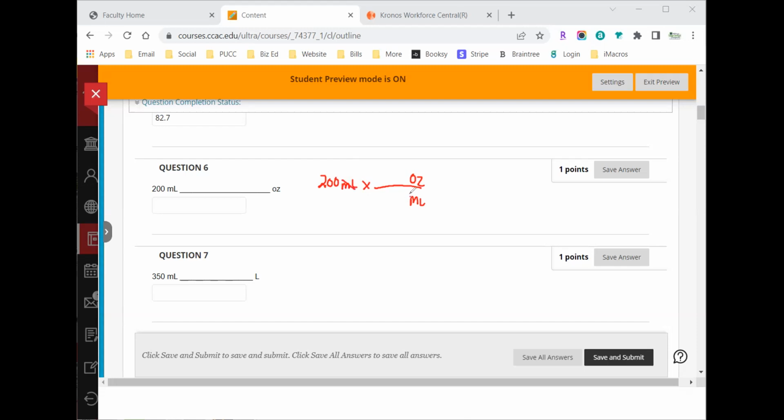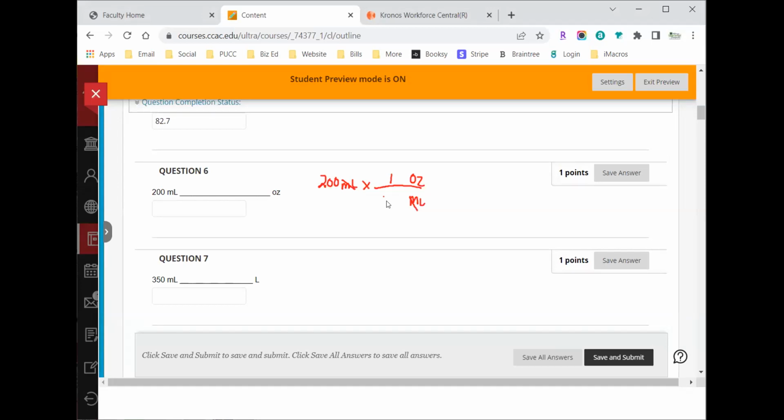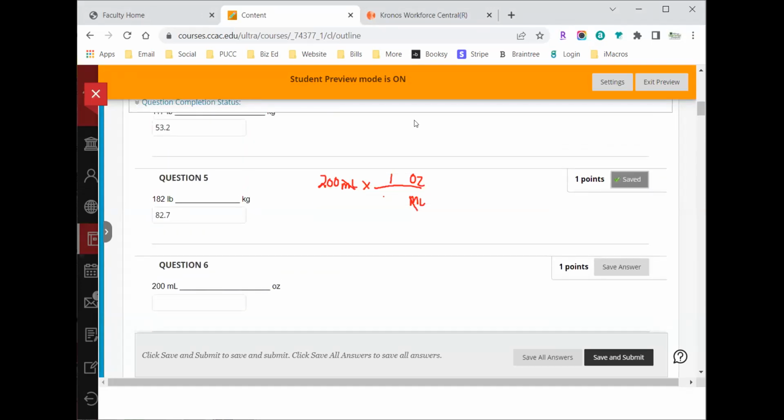So we're canceling out milliliters, and the only thing I need to know, and this is something you have to have memorized, it's not going to be given to you, is that 1 ounce is the same thing as 30 milliliters. Okay, so milliliters cancels out, and I'm just going to take 200 divided by 30, and I'm going to get 6.6 repeating. Okay, so 6.666666666.